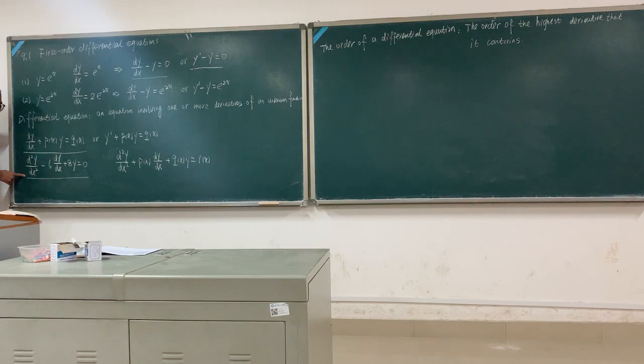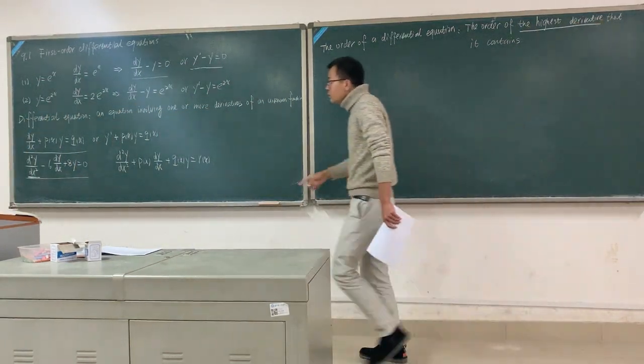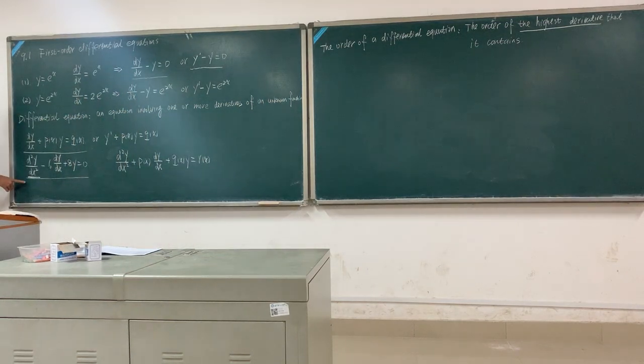From where do we get this expression? Here, this is the second order derivative, so the order of this equation is 2. Minus 6 dy/dx plus 8y: how do we get this? This part is the second order derivative and this is the first order derivative. So the highest derivative here is of order 2.